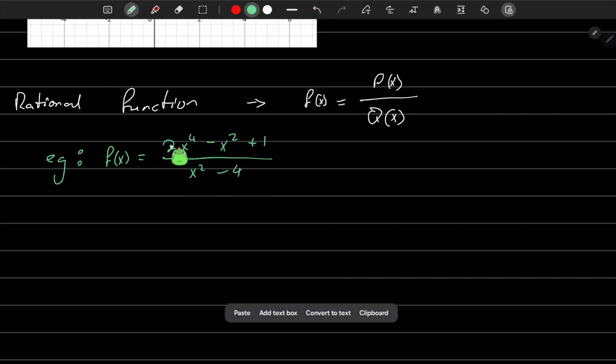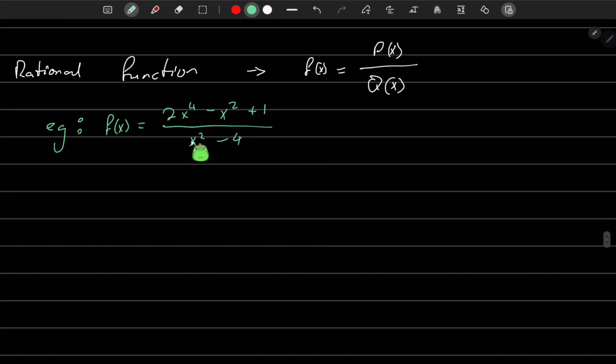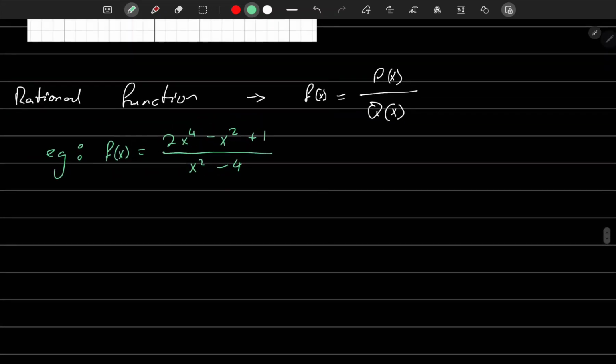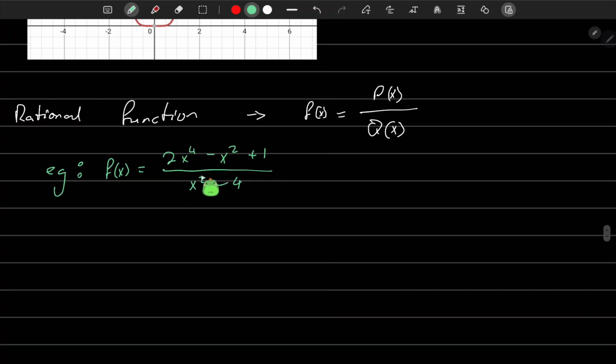Now you can see that the function on top is a function on its own, and what's at the bottom is also a function on its own. This is x to the power of 4, a polynomial. And this is a quadratic equation, x to the power of 2. Those are two different functions on their own.